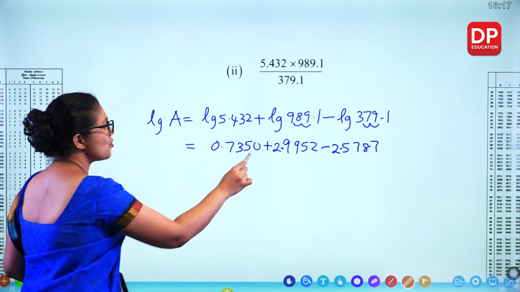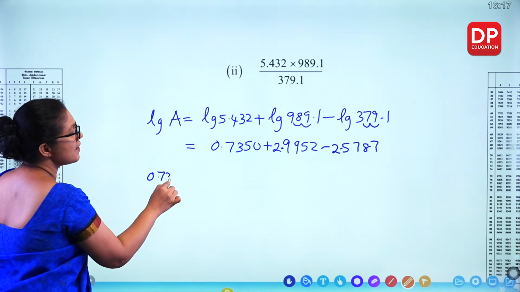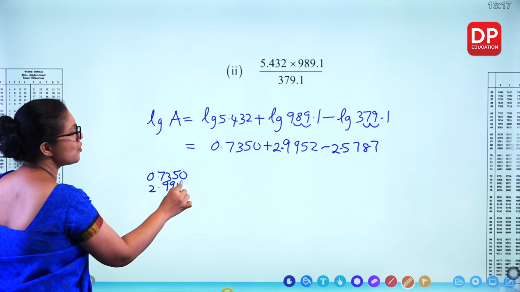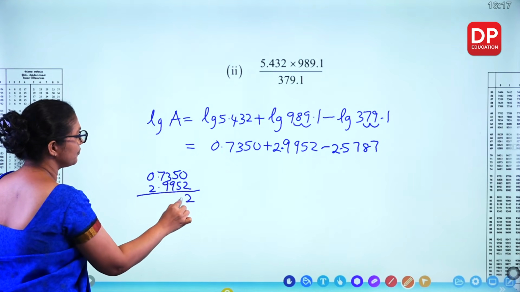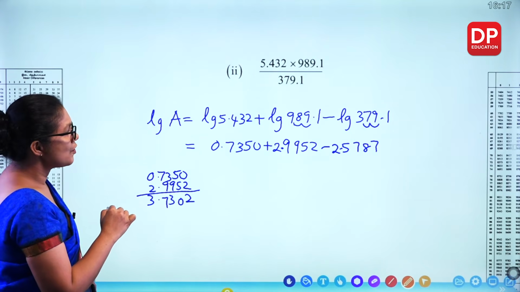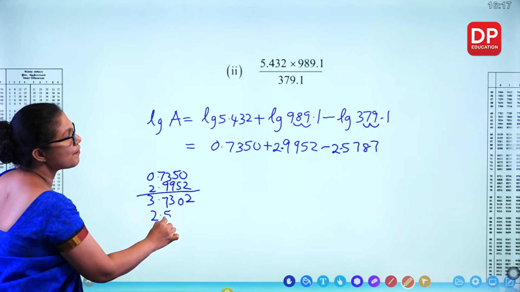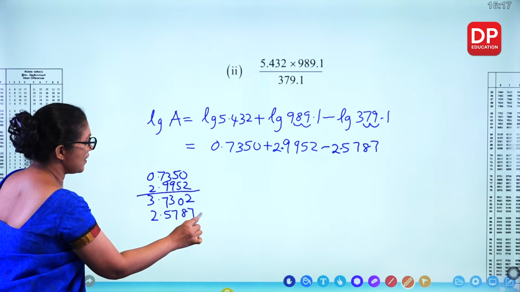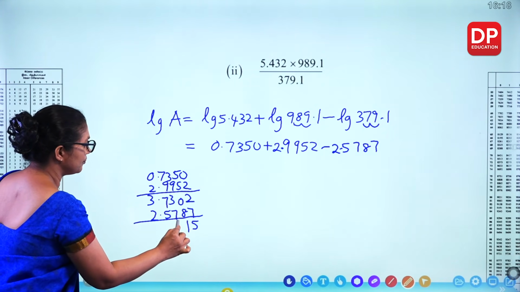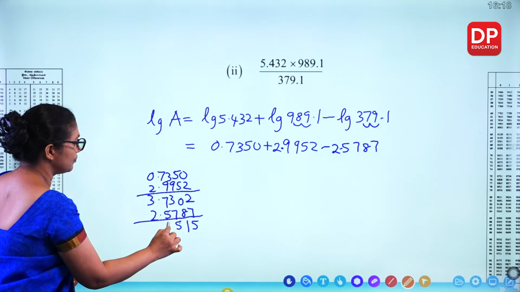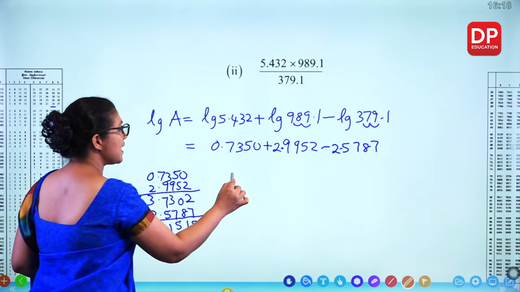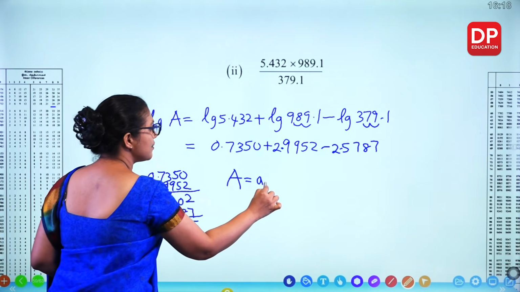Now we'll add these two together. 0.7350, add 2.9952. That's 3.7302. Subtract 2.5787. 1.1515. Now we'll take antilog to get A.